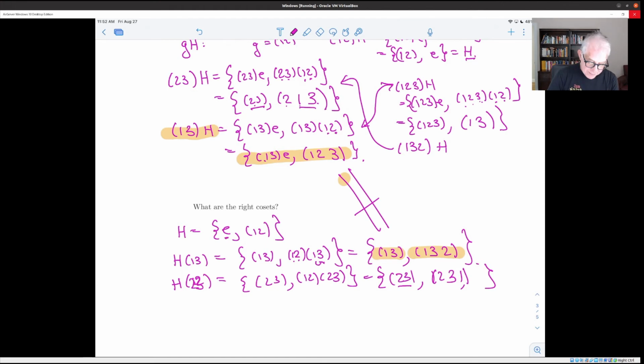cosets. I'm not going to do all the calculations because we're going to see for theoretical reasons why this is always the case, but the 3 cosets each consist of a transposition and a rotation, either the trivial rotation or a non-trivial rotation. So that's the picture if your subgroup has 2 elements.